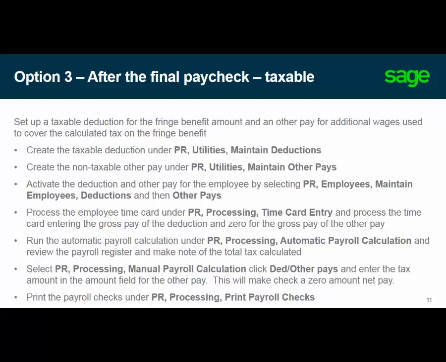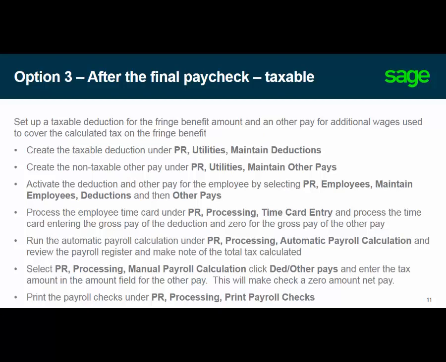The first thing that we're going to do is create the deduction. Then we're going to create the other pay. Then we're going to activate the deduction. And then we're going to activate the other pay. We're then going to process the employee time card with the deduction and entering a zero amount for the gross pay of the other pay so that we can later make an adjustment to this.